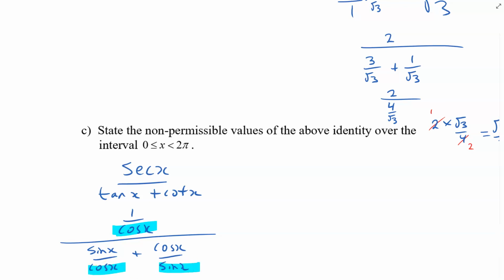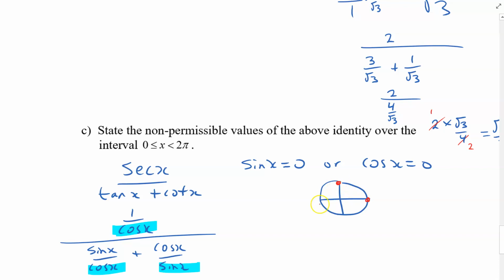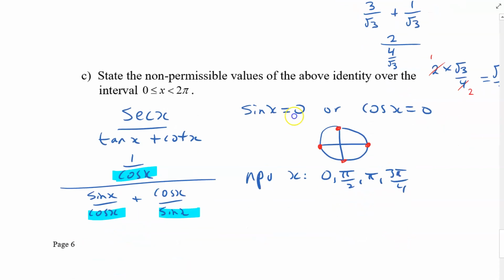So really the non-permissible values are whenever sine of x is equal to 0, or whenever the cos of x is equal to 0. So looking at the unit circle, it'd be all 4 of those points here, because here's where the y value, or sine, is 0, and cos is 0 there and there. So my non-permissible values are when x is 0, pi over 2, pi, and 3 pi over 2. We've seen that list a few times. Okay.